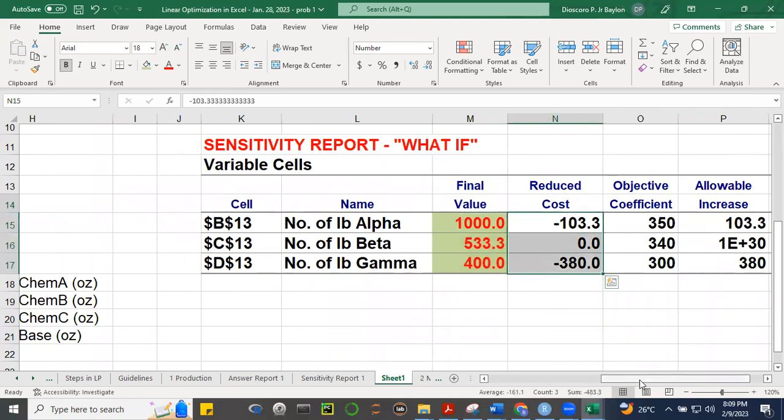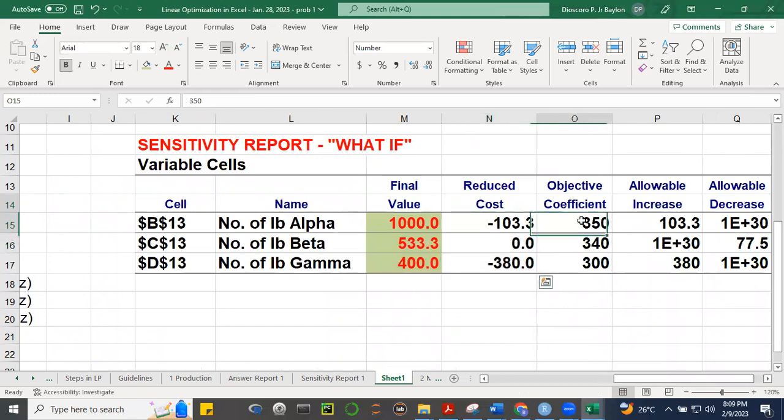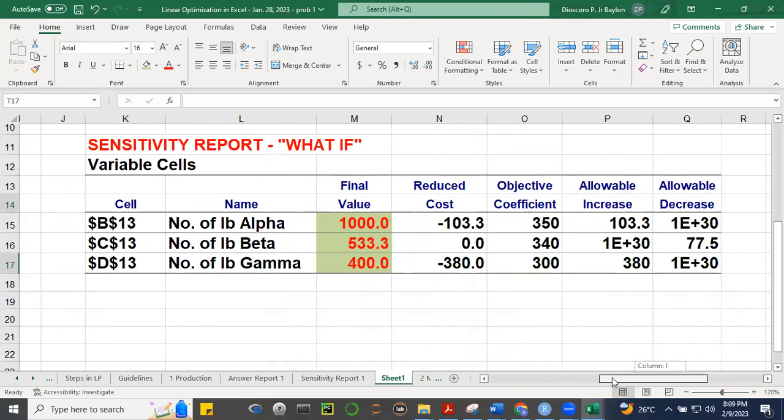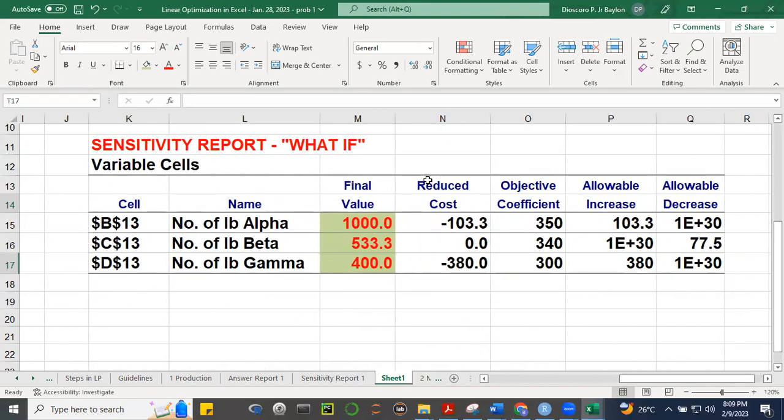Okay, then we have here reduced cost, no? Ano kaya to? Then we have here objective coefficient. Ito yung contribution margin ni 350, 340, 300. Okay? And then this one, meron tayong allowable increase at saka allowable decrease. All right. So first, pag-usapan natin tong mga to, kasi importante to sa sensitivity analysis. Okay? So what are these figures?